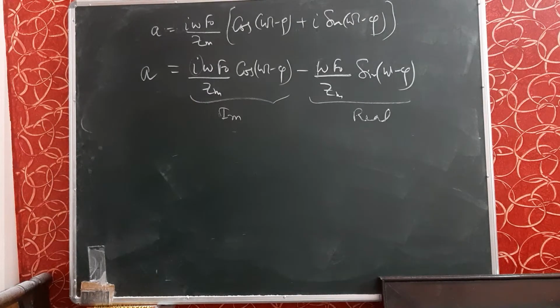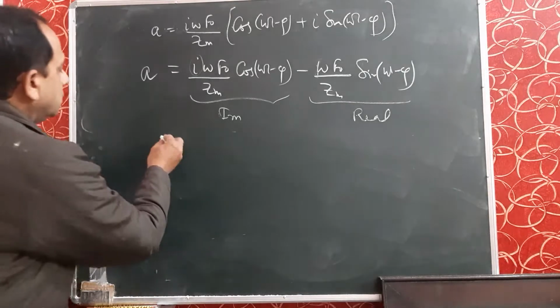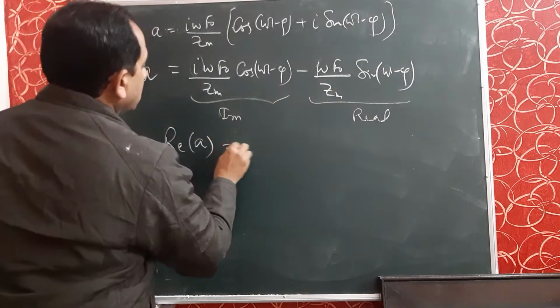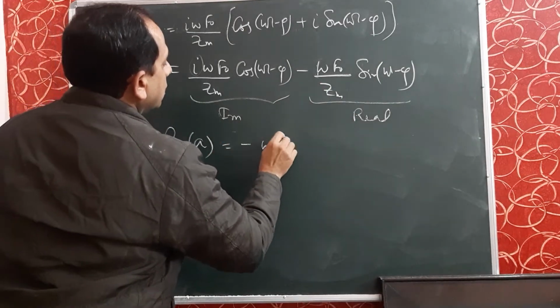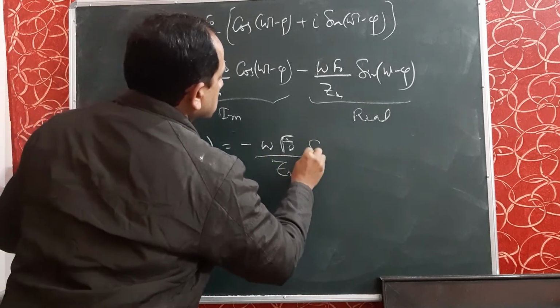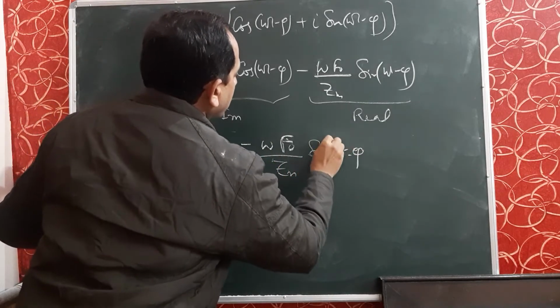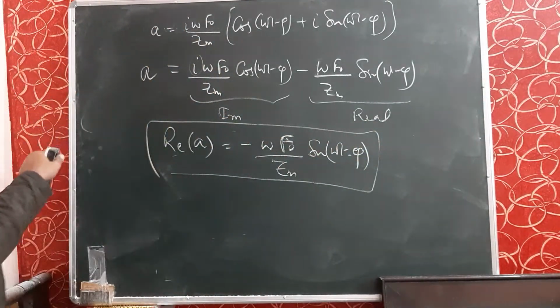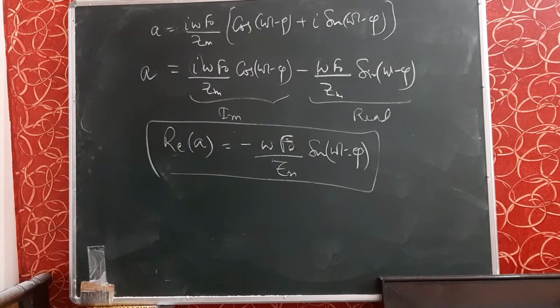We will consider only the real component. You may take any component, either real or imaginary, and you will get the same answer, but we will take the real component of acceleration, that is minus F0 over Zm into sin(omega t minus phi). So this is the real component. We will deal with only the real component of acceleration.